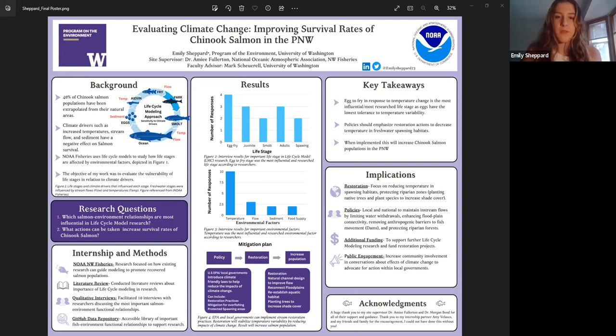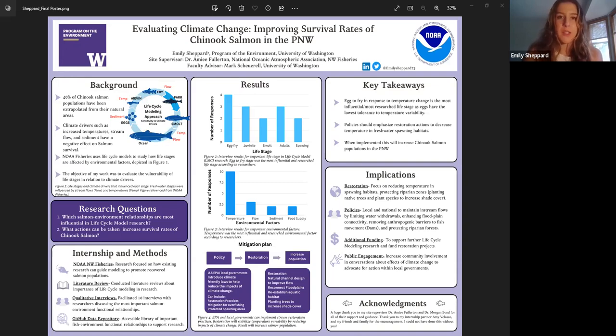This leads to policies which should focus on restoration actions to decrease temperature in spawning areas, and when these actions are implemented, will aid in the recovery of Chinook salmon populations in the Pacific Northwest. Further implications of my research can include restoration work in freshwater habitats to protect established riparian zones, which can include planting native trees and plants to increase shade cover and lower temperatures.